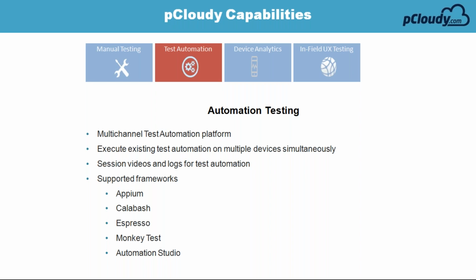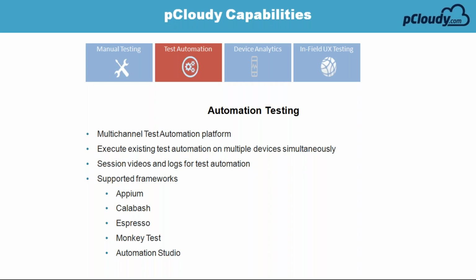Moving on to the test automation. So as we have seen in the previous part, pCloudy is a multi-channel test automation platform. You can test your application on different channels here. And when I say test automation, basically we are helping you to execute your test automation on multiple devices simultaneously, right? You can use your existing test cases, test suites to execute them on multiple devices in parallel and get a whole lot of value added services.